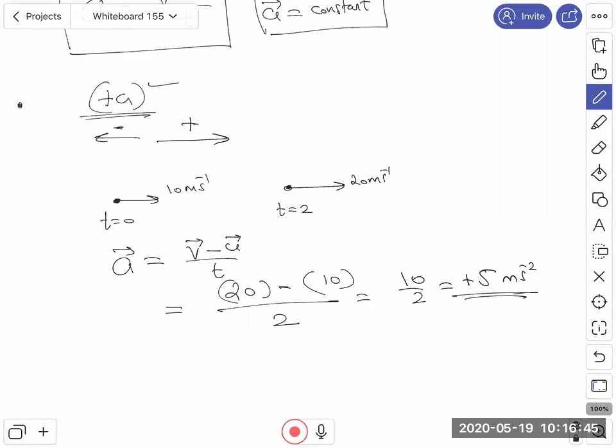So it indicates that the velocity of the particle is going to increase by 5 meter per second in every second. So when time is equal to 0, velocity was 10. And when time is equal to 1 second, it is going to be 15. When time is equal to 2 seconds, it is going to be 20 meter per second, if it is having a uniform acceleration of +5. So over here, you can observe that this acceleration is positive. So positive acceleration indicates that the speed of the particle is increasing.